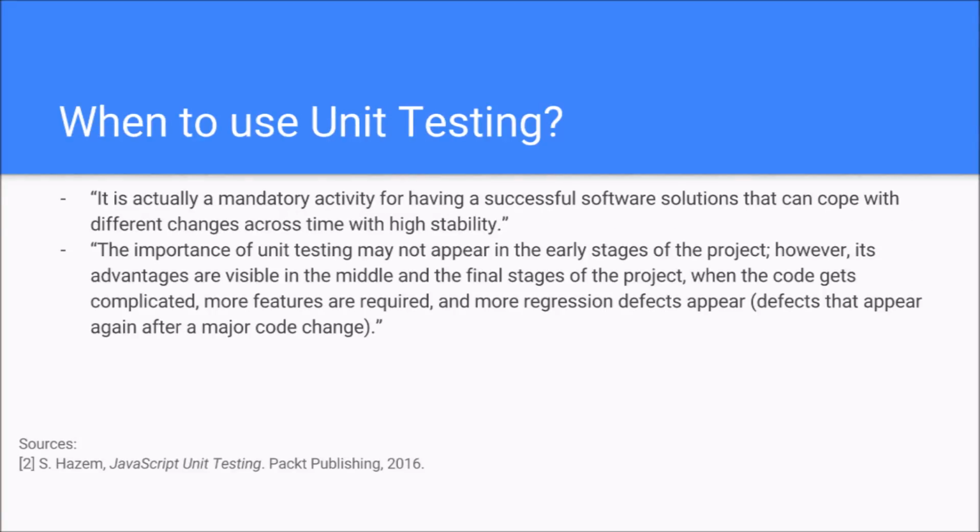Okay, the real question. When do we actually need to use unit testing? Unit testing should be a mandatory activity for having a successful software solution that can cope with different changes across time with high stability. Additionally, the importance of unit testing may not appear in the early stages of the project. However, its advantages are visible in the middle and final stages of the project when the code gets complicated. More features are required, and more regression defects appear. Essentially, this should be integrated into every project throughout its entire life cycle.